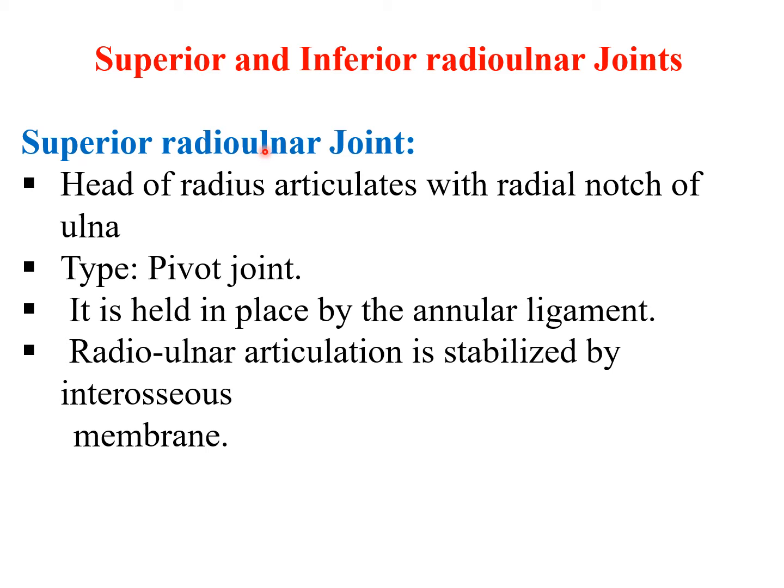The superior radioulnar joint is formed by the head of the radius, which articulates with the radial notch of the ulna, but that is not a direct articulation. The head is connected to the radial notch of the ulna with the help of a ligament known as the annular ligament. We will see a picture of this annular ligament in upcoming slides. It is a type of pivot joint.